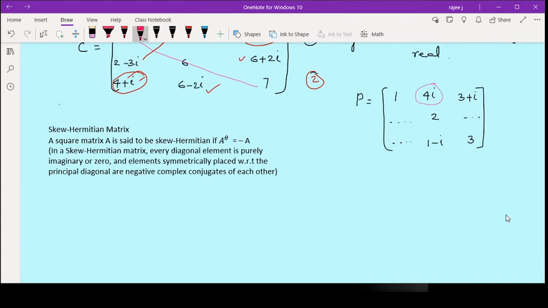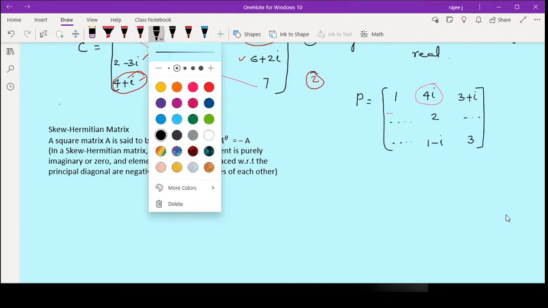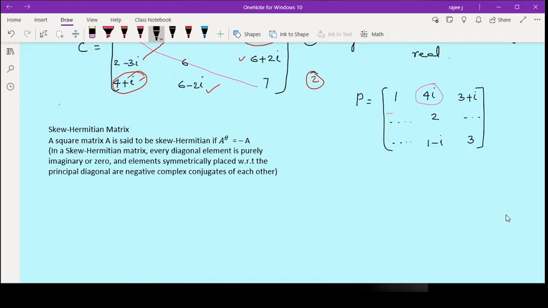So this is A21. A21 means second row first column element will be what? That will be minus 4i. This will be minus 4i. Then here, because these two are conjugate, 3 plus i is here, so here it will become 3 minus i. Here 1 minus i is here, so here it becomes, what will come there? 1 plus i. So I hope you understood how to find a Hermitian matrix.